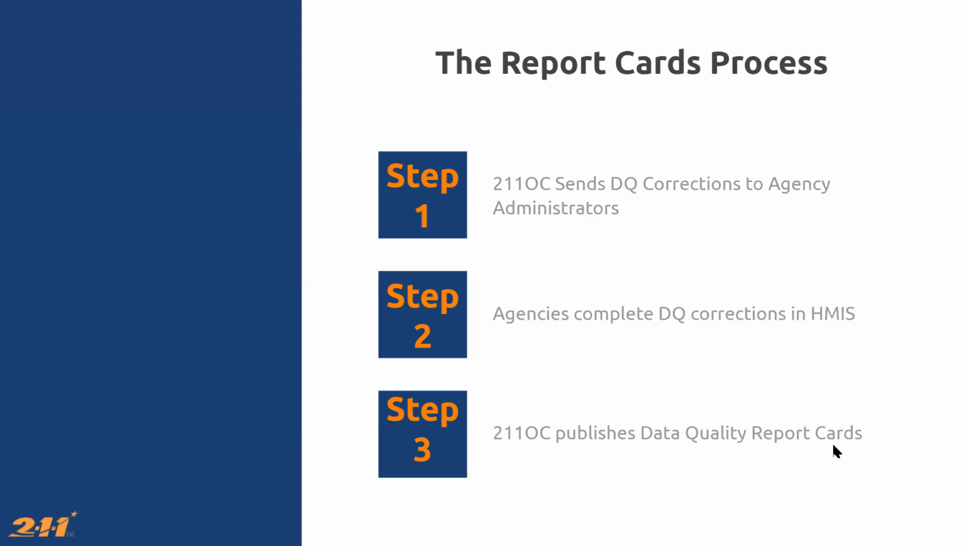The HMIS help desk will send the data quality corrections to the agency admin with instruction and a color key to identify errors. Agency admin and their team will review the spreadsheet and complete the data corrections by the due date. The HMIS help desk will then rerun the report and publish the report card on our site.